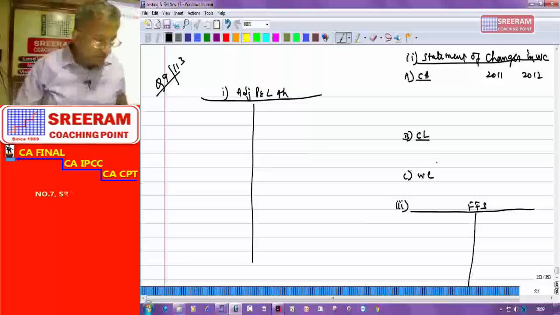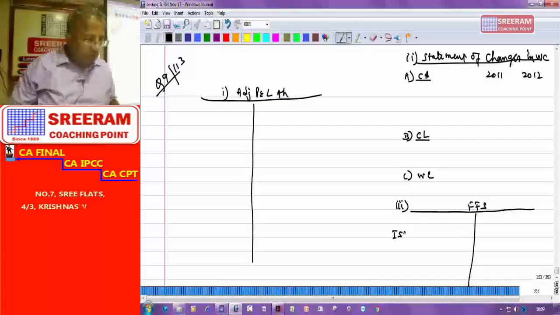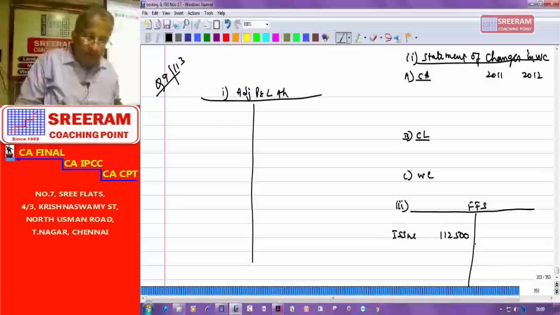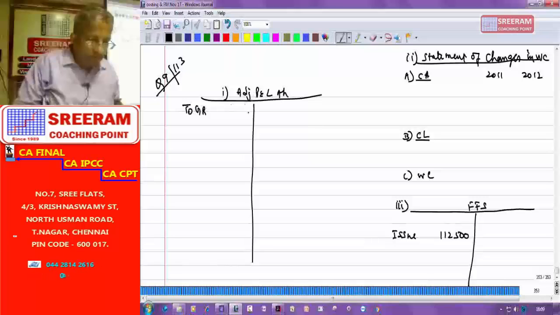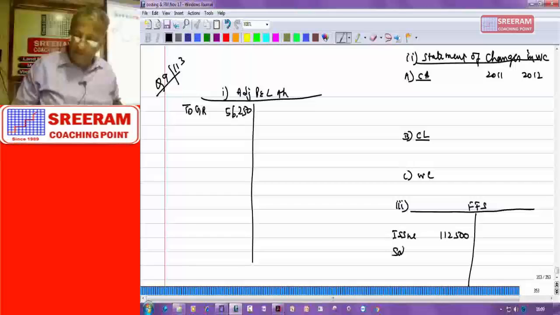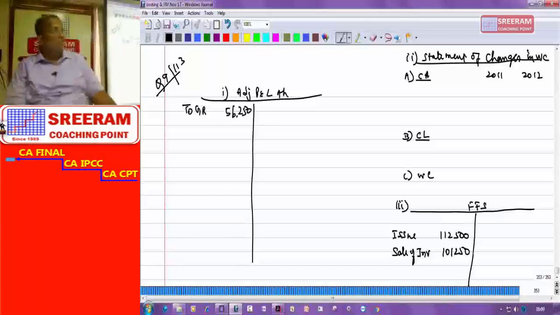Share capital increase, issue of equity share capital 1,12,500. General reserve $56,250. Then sale of investments 101,250. Remember that we have just worked out 1,01,250.